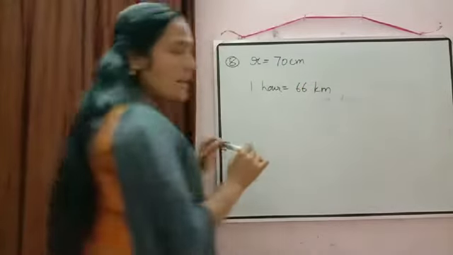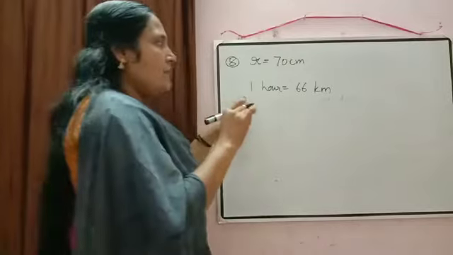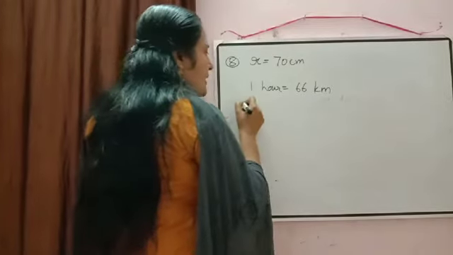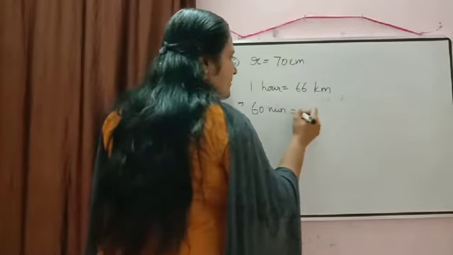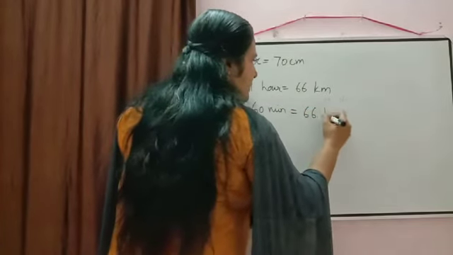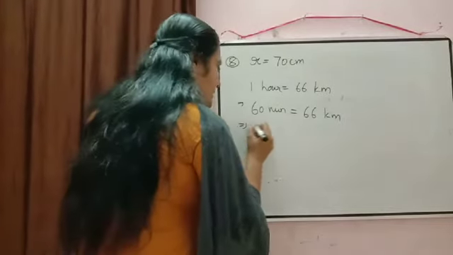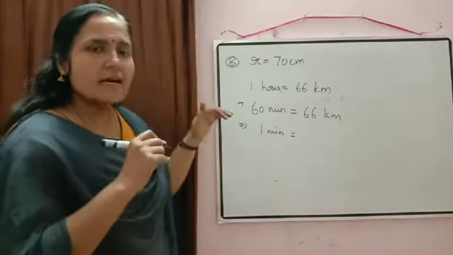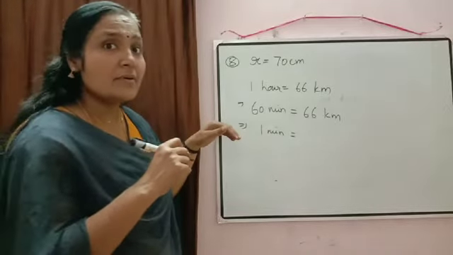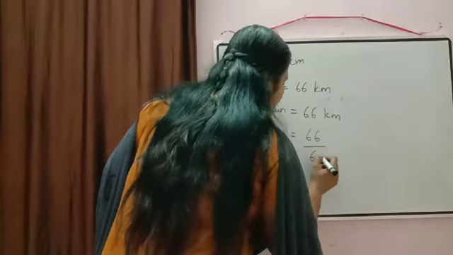What we have to calculate? Distance covered in 1 minute there. In 1 hour, how many minutes are there? 60 minutes. So just write down there. Distance covered in 60 minutes is equal to 66 kilometer. Then what will be the distance covered in 1 minute? Yes, distance covered in 1 minute will be equal to 66 by 60.